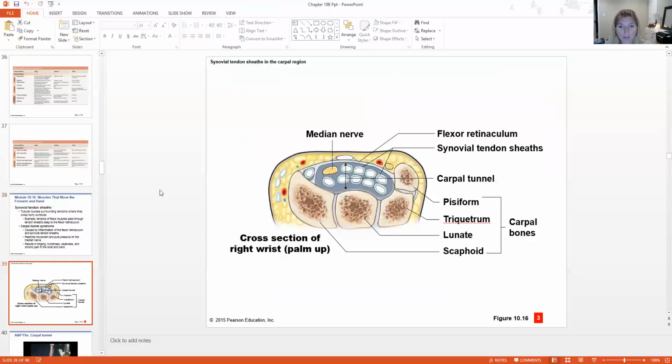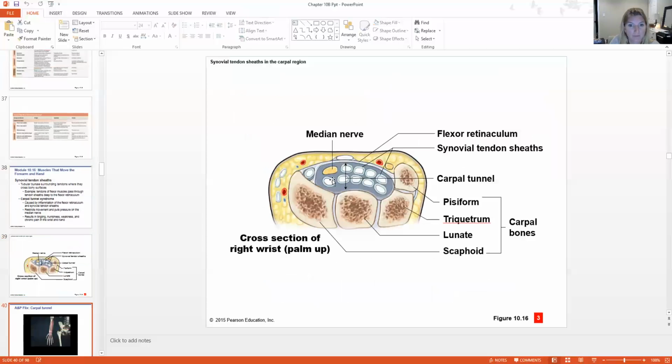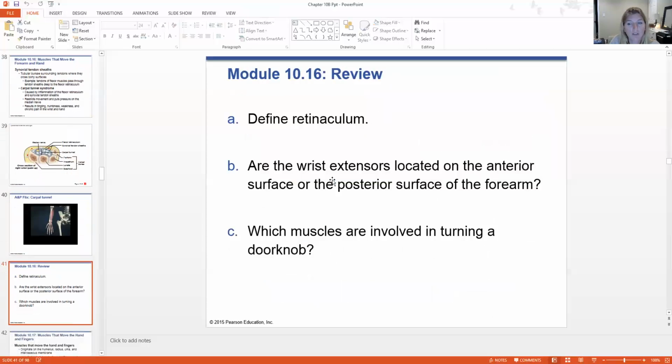There you see that median nerve. See a little bit of what I'm referring to. This is right here, this cross section looking at the wrist. You can see some of our carpal bones here and some of our tendon sheaths that are wrapping around some of the tendons on the extensor side of our wrist. Video that you can watch. You can pause the video, go back and answer these 3 questions.